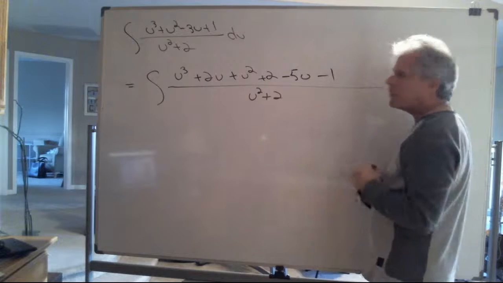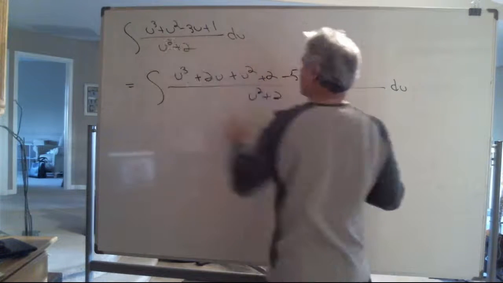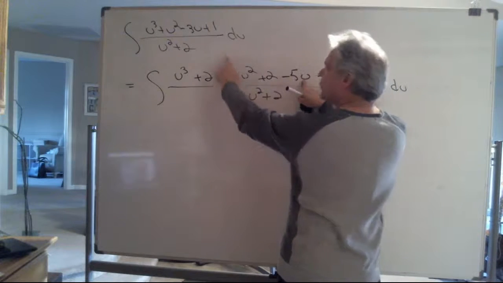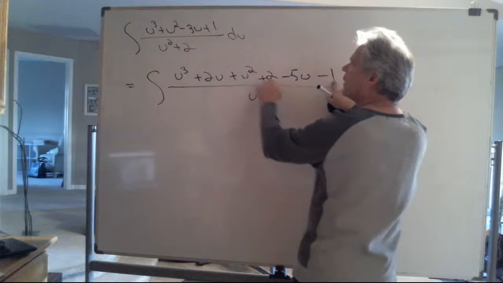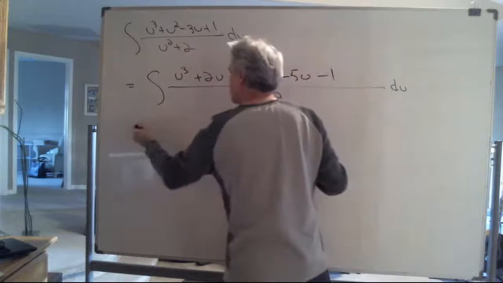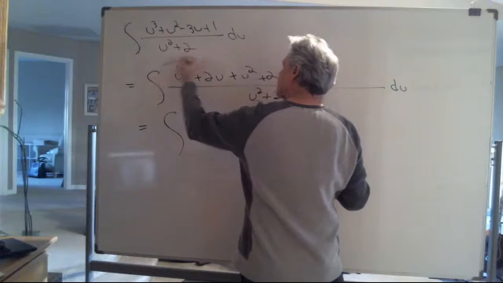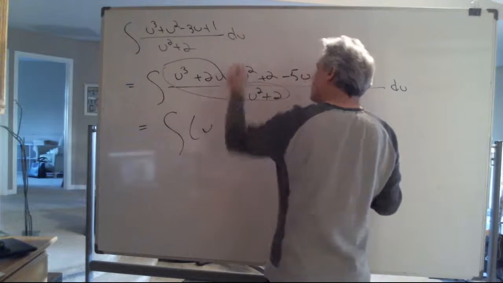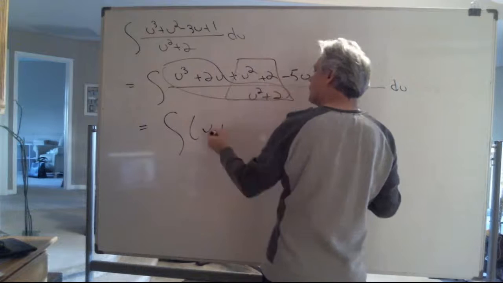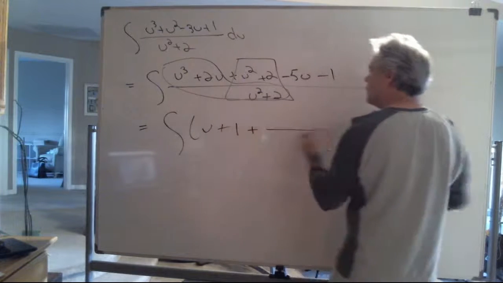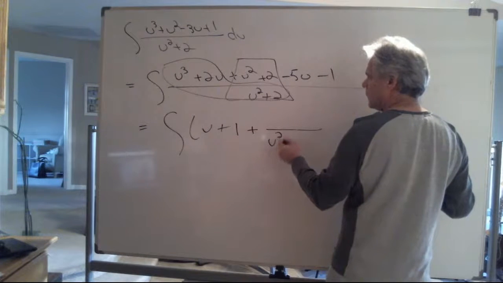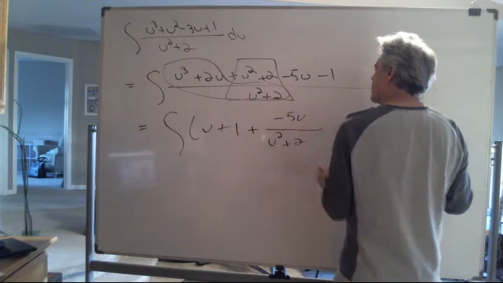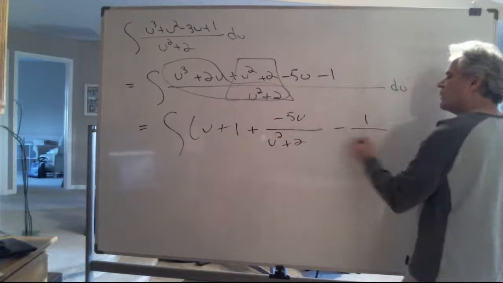Now let me just double check my arithmetic. u cubed there, u squared is there, 2u minus 5u is negative 3u, yes. 2 minus 1 is positive 1, got it. So let's take a peek. This fraction right here reduces down to just simply a u. This fraction right here reduces down to a 1. But now I think I got a negative 5u upstairs, as well as a negative 1 upstairs.